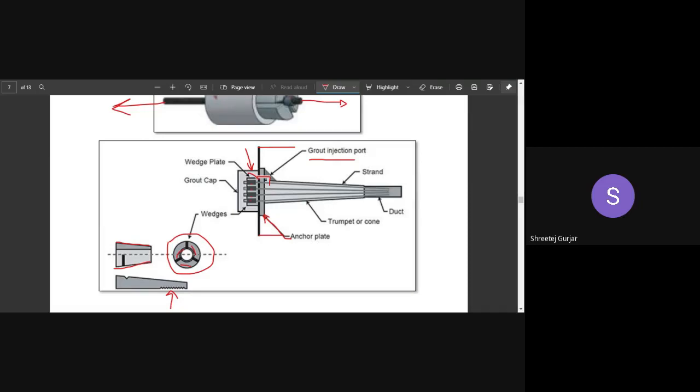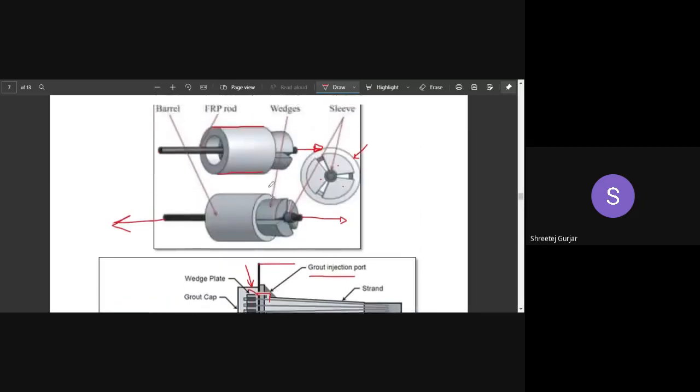Okay, so this is a grout cap and your individual wedges, and your individual wedges are held together by the wedge plate. Inside you have an anchor plate, and you have a trumpet or a cone, and then you have a duct, and you have a grout injection port which is provided, which can help you for grouting later on. Okay, for your bonded type of post tensioning.